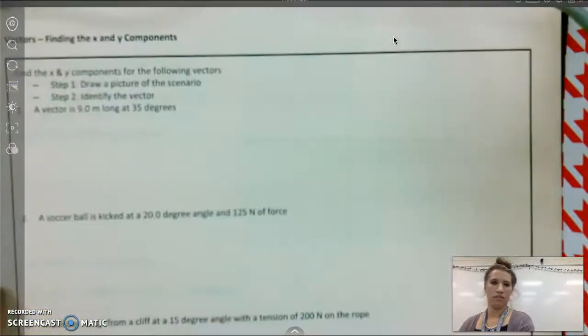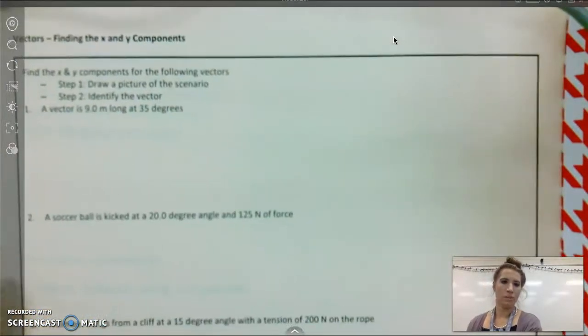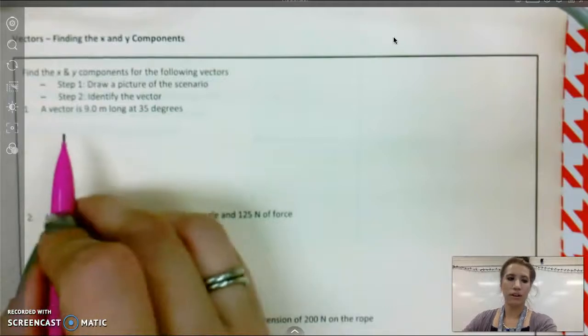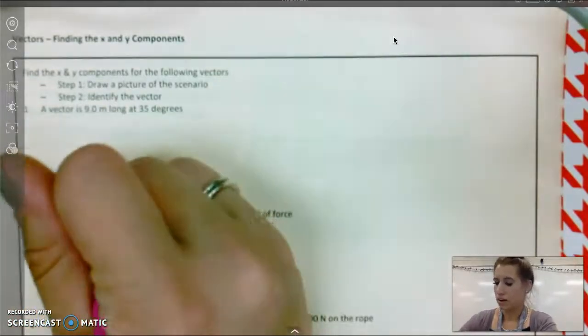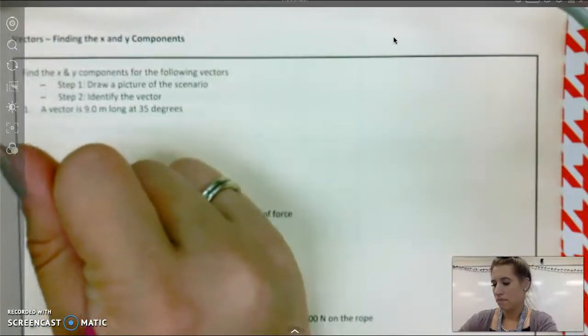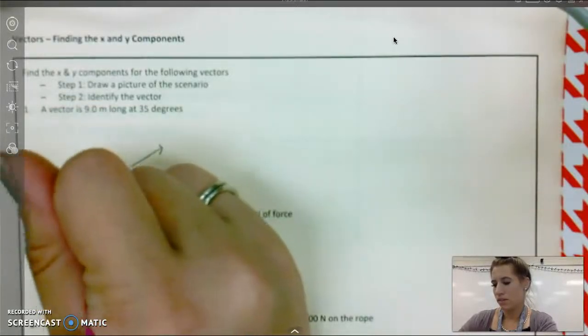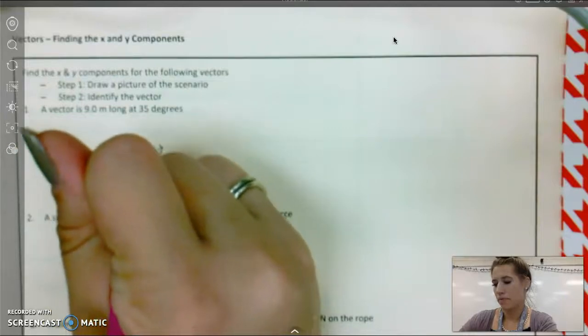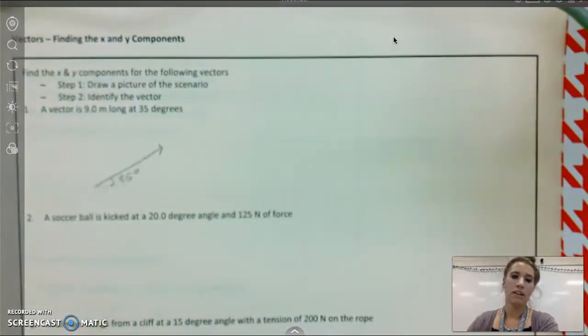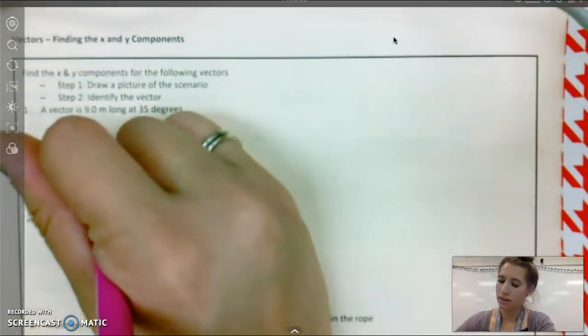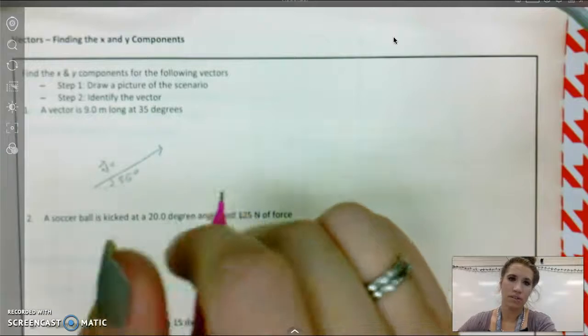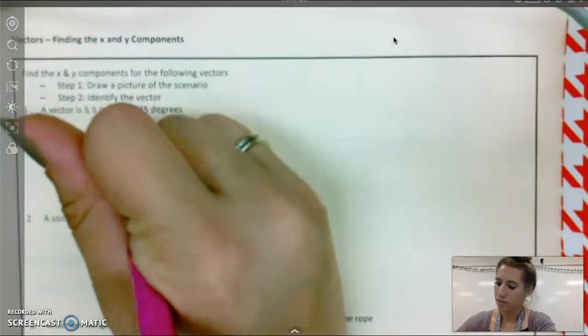First example here. Find the x and y component for the following vectors. Step 1, draw a picture of the scenario. Step 2, identify the vector. Our first one is a vector that is 9 meters long at 35 degrees. I like to label it or name it, so we can call this vector V, and we know that the magnitude of this vector is 9 meters.